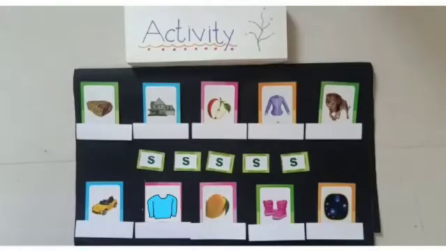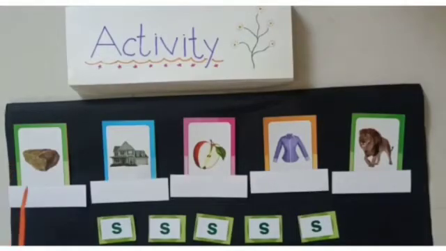Now, let us do an interesting activity related to alphabet S. Now, let us start with our activity. As you can see, there are different flashcards kept here. What we have to do here is, we have to see the pictures in the flashcards, and whichever picture starts with the alphabet S, we will place alphabet S below that picture.